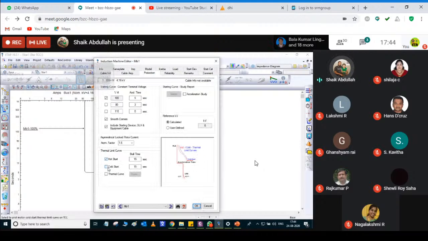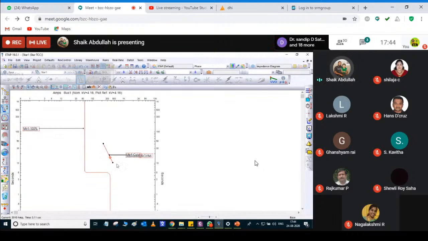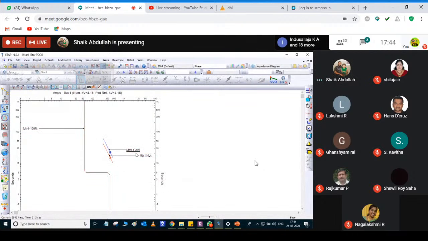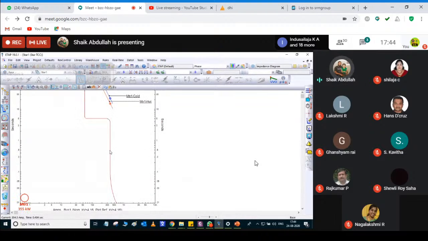If you click here, you can see the cold curve also. For the cold curve I gave the same value, but it is supposed to be a little bit higher value, so 22 seconds. This is nothing but the cold curve, this is the hot curve, and this is my starting curve.